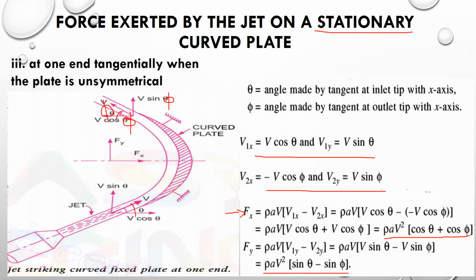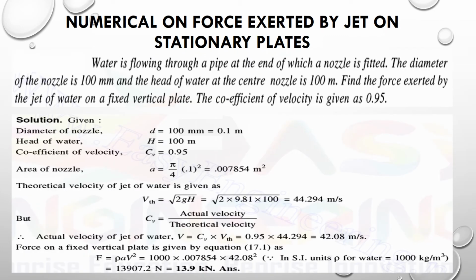So now we will look at some of the numericals related to these stationary fixed plates. As a first question, water is flowing through a pipe at the end of which a nozzle is fitted. The diameter of the nozzle is 100 mm, and the head of the water at the center of the nozzle is 100 meters. Find the force exerted by the jet on a fixed vertical plate. The coefficient of velocity given is 0.95.